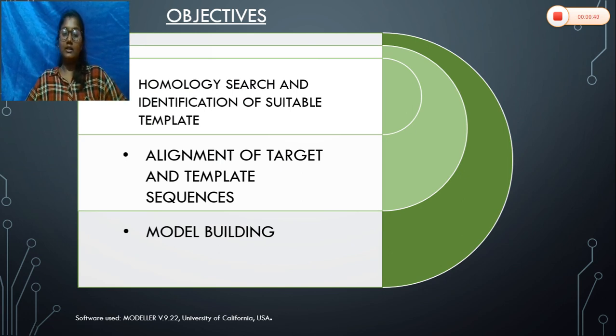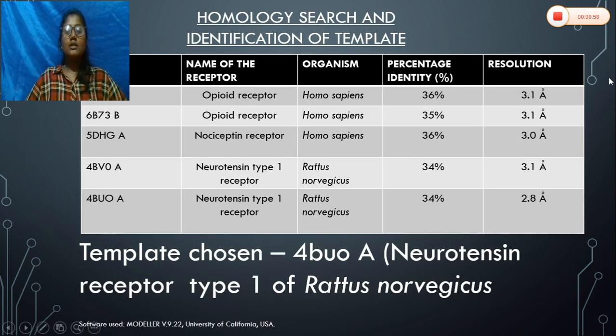The first step is the identification of a suitable template. Next comes the alignment of the template sequence and the target sequence, and then based on this alignment we try to predict the structure of the protein. In this case it is NMUR2. This is the homology search result performed by Modeller software. These are the top 5 hits that are closely related to our target sequence. Out of these we chose 4BUOA chain of neurotensin type 1 receptor of rat as our template because it has a better resolution of 2.8 angstrom compared to others.